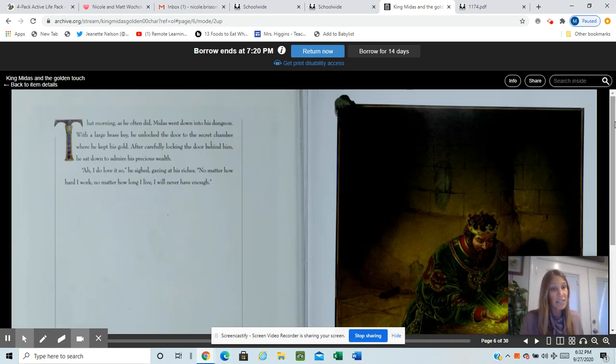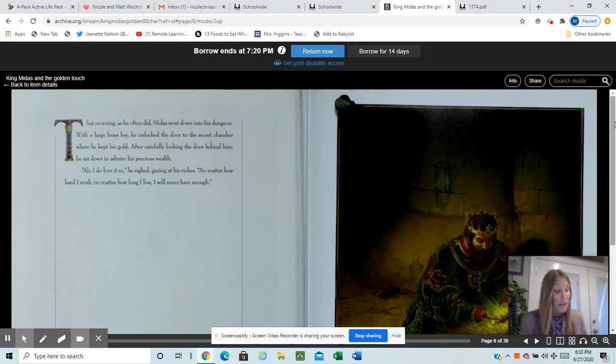That morning, as he often did, Midas went down into his dungeon. With a large brass key, he unlocked the door to the secret chamber. The dungeon is like the basement where he kept his gold. After carefully locking the door behind him, he sat down to admire his precious wealth. So he sat there just to look at it and admire all of the gold he had. Ah, I do love it so, he sighed, gazing at his riches. No matter how hard I work, no matter how long I live, I will never have enough.